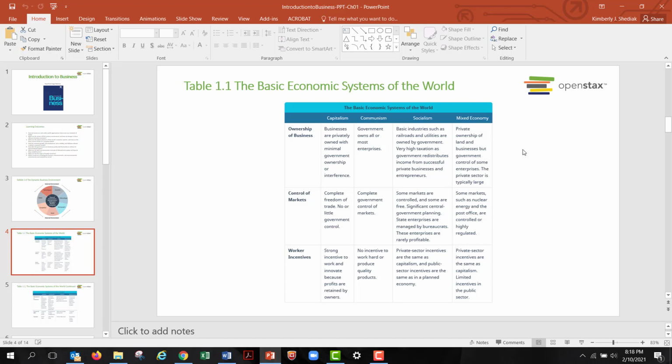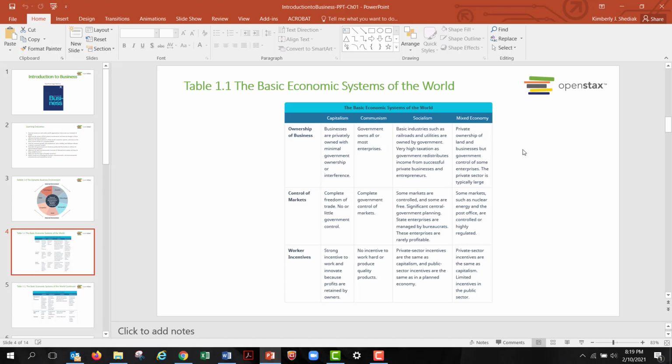Then we see communism, where you could really look at this as almost the opposite of capitalism in some ways, where now government owns most or all of the enterprises. Therefore, they have complete control. And in turn, you don't really have incentives as a worker, right? Because the more you work, the more you make, the more profit, but you don't actually get to keep it. So you can see where that can affect motivation.